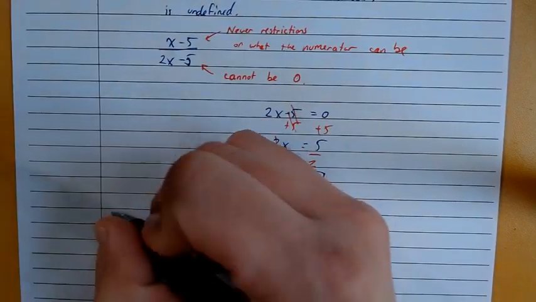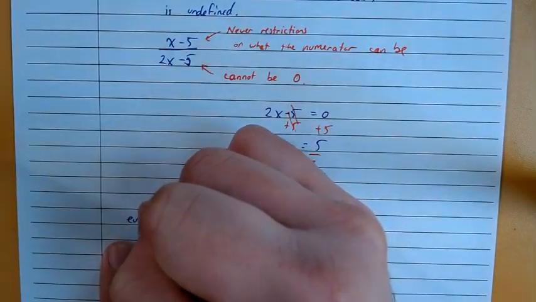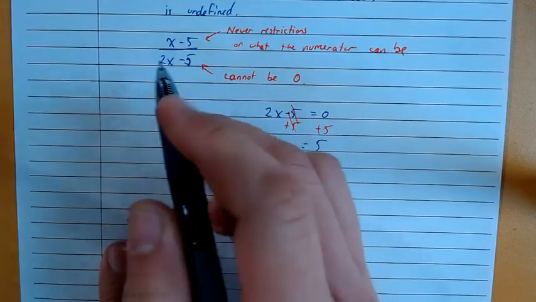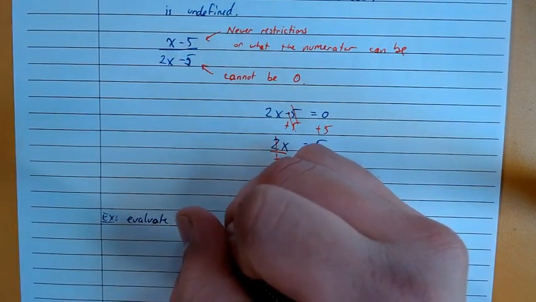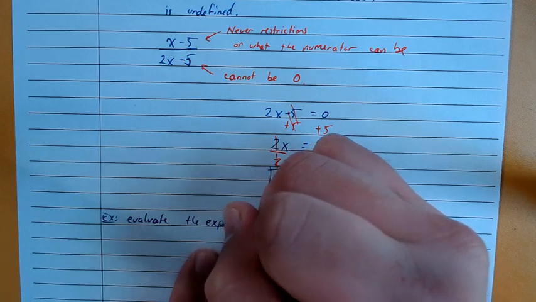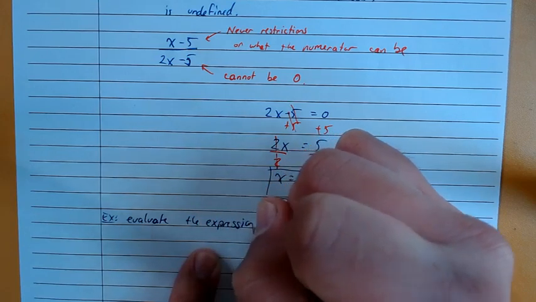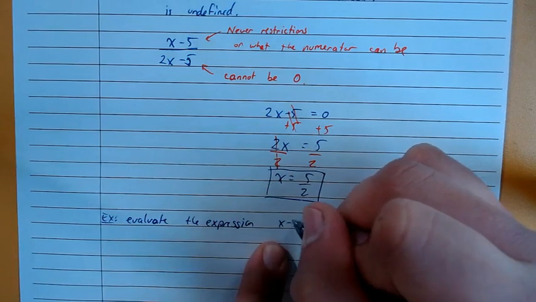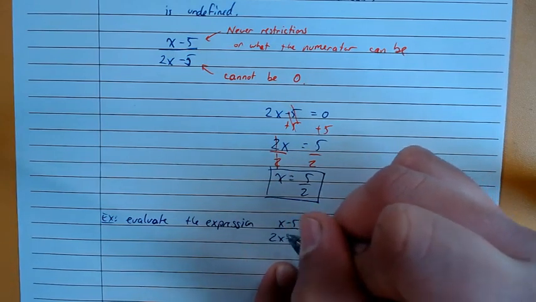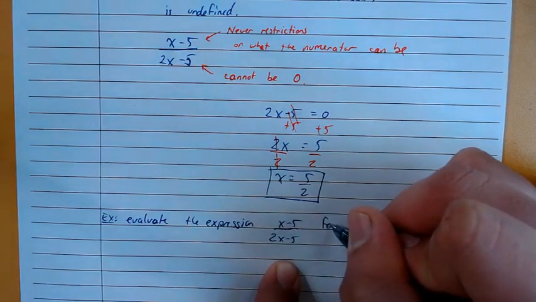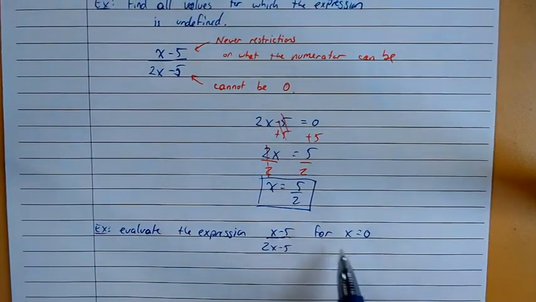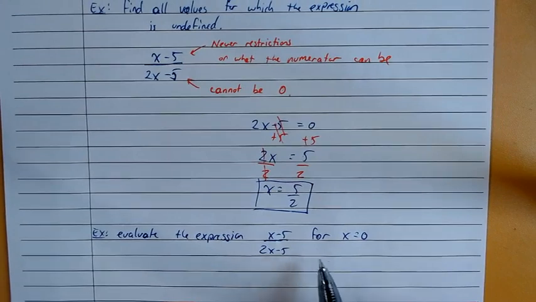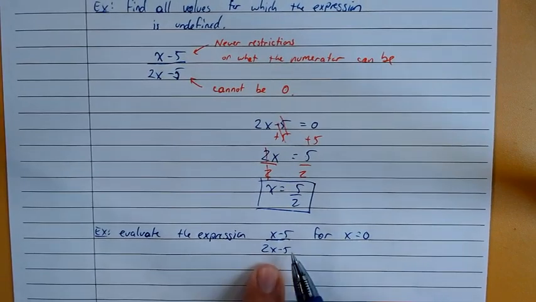So here, let me go ahead and do that. Let me go ahead and evaluate. This is a separate example. I'm just going to go ahead and use the same expression here. We're going to evaluate the expression x minus 5 over 2x minus 5 for x equals 0. Now you might say, well, wait a minute, I thought we couldn't have 0. We can have the number 0 plugged in.